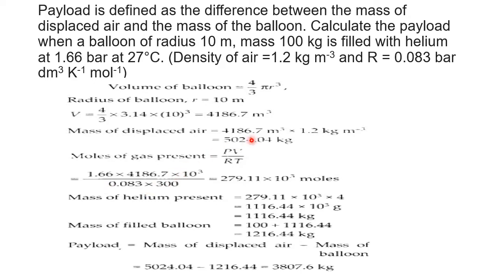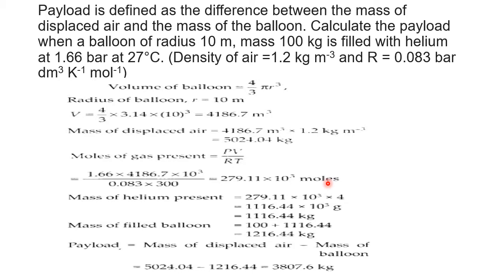And what is V? The volume we have just calculated is 4186.7 meter cube. And R, the gas constant, he has given already. And temperature is 27 degrees centigrade, converted to Kelvin: 273 plus 27 equal to 300 Kelvin. Please simplify this. The moles of gas present equal to 279.11 into 10 to the power 3 moles. This is the moles of helium. When we know the moles of helium, can we calculate the mass of helium?